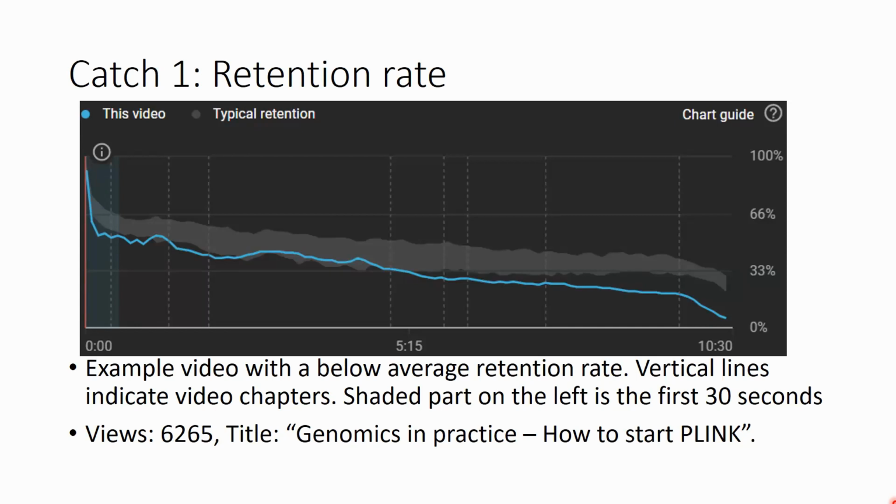So this is the promised retention rate figure. This is from a video called Genomics in Practice, How to Start BLAST. Actually, this is one of the more popular videos on the Genomics Bootcamp at the time. In January 2022, it had about 6,000 views. But you see the retention rate is quite abysmal. The gray area is the typical retention of videos, and you see that this is lower than that.